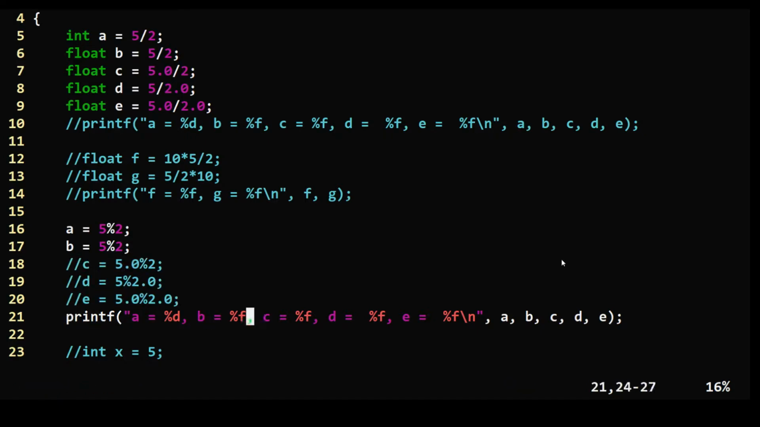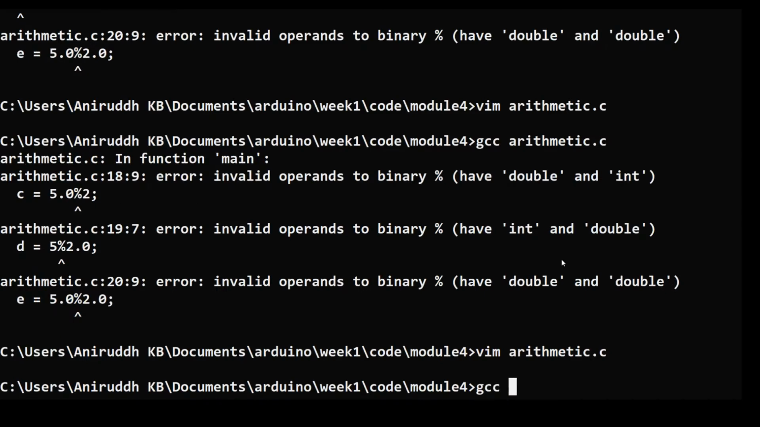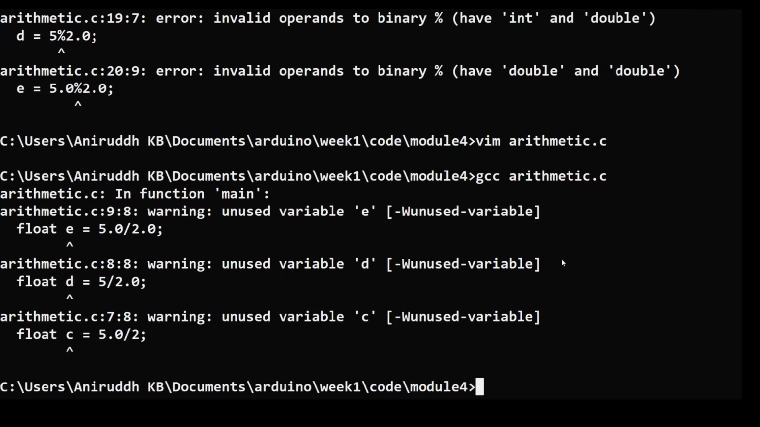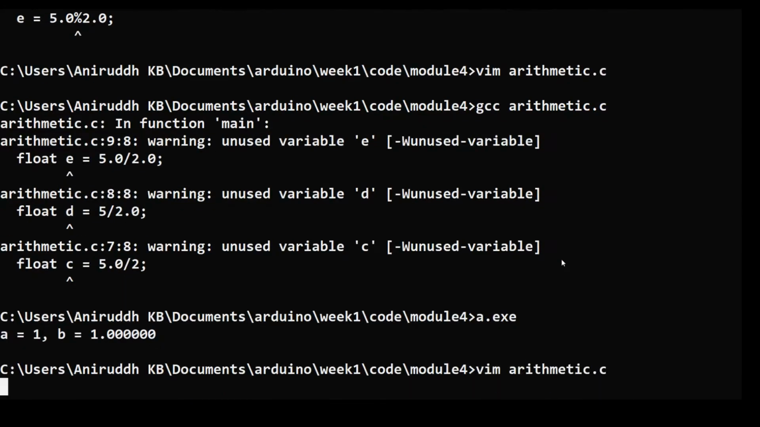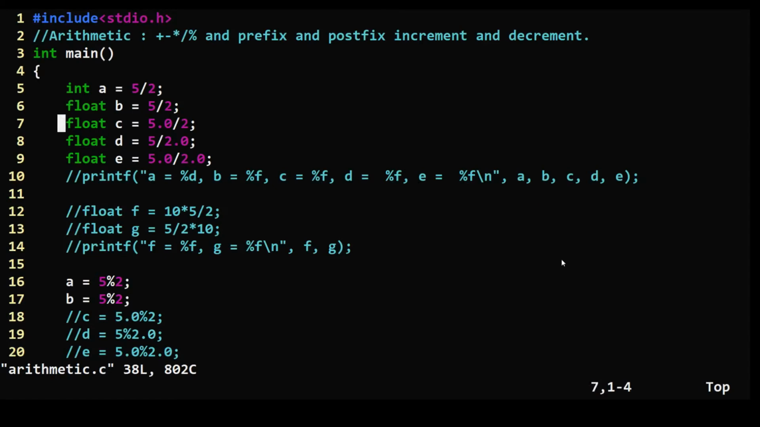and I just print out A and B, A is 1, B is 1.0. So that is the remainder which you get when you divide 5 with 2 with integer division.